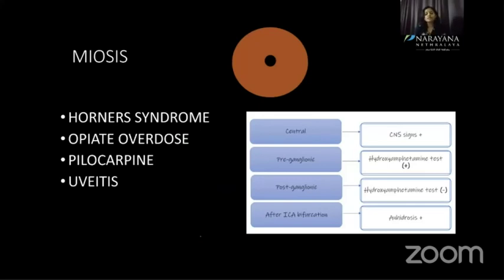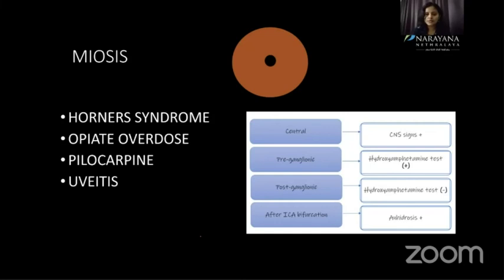So coming to various conditions which cause miosis or an abnormally constricted pupil, they are Horner syndrome, opiate overdose, pharmacologically constricted pupil like the use of pilocarpine eye drops, or in case of uveitis where there's usually posterior synechiae, or there can also be an abnormally constricted pupil in such conditions even without synechiae.